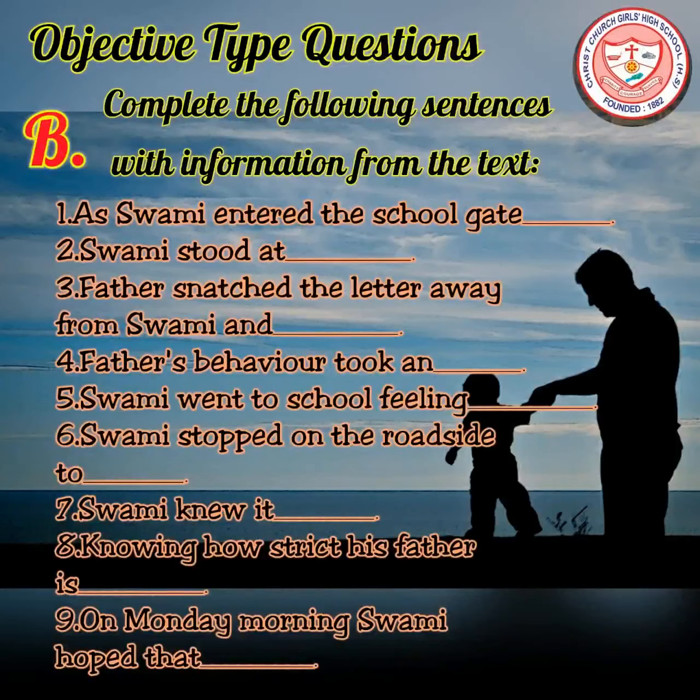Number 5. Swami went to school feeling. Number 6. Swami stopped on the roadside to. Number 7. Swami knew it. Number 8. Knowing how strict his father is. And number 9. On Monday morning, Swami hoped that. So girls, these are some objective type questions and you are going to solve them. Do write the answers in your English copy.